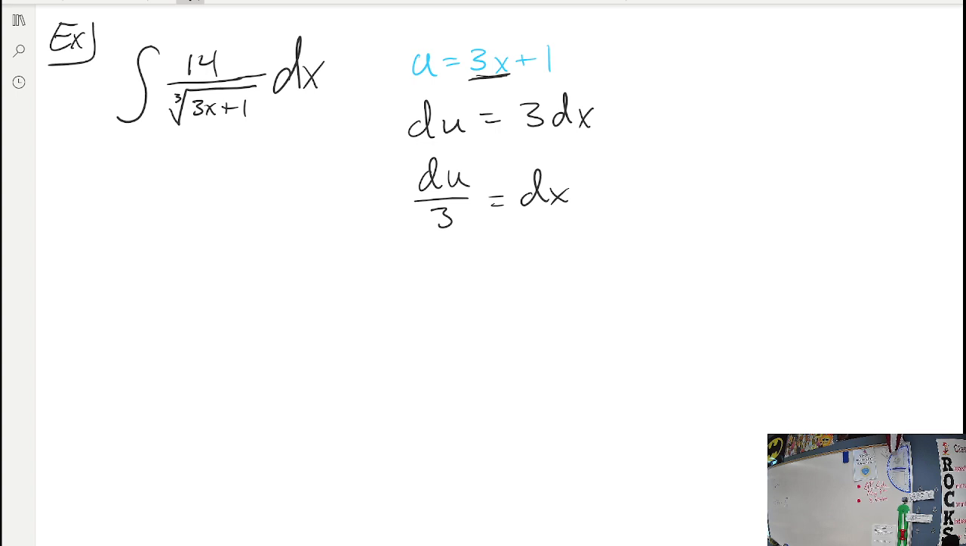Is it negative u to the 1/3? Where's that 3 coming from? I think it's u to the negative 1/3. Because it's a fraction. All you have to do is flip it. You just flip it. U to negative 1/3. Okay.